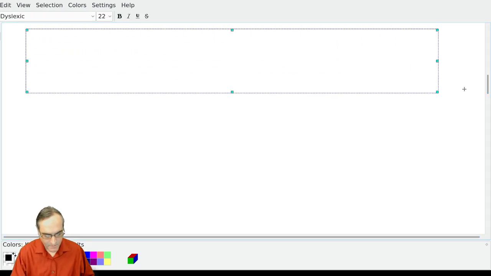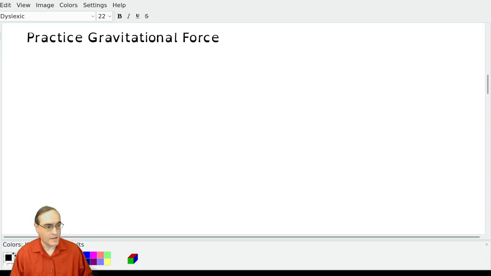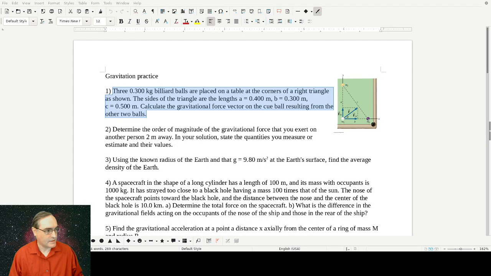Practice problem. So an example of how this can be used, and we're also going to be dealing with vector notation here. This will be practice for gravitational force. Let's see. Looks like it is coming up.